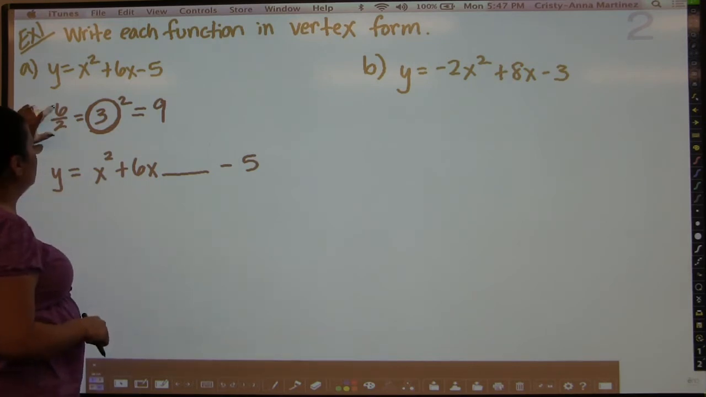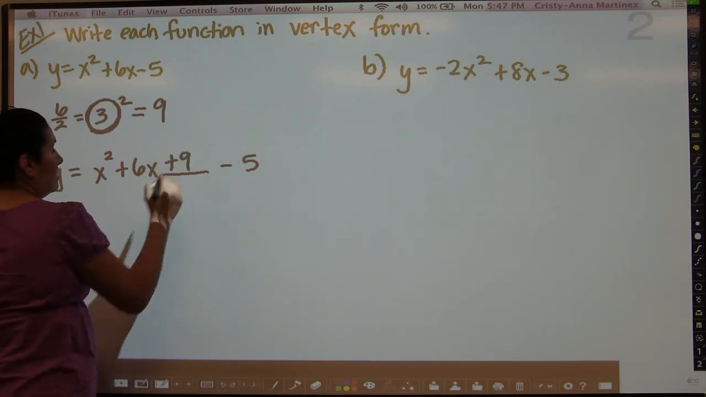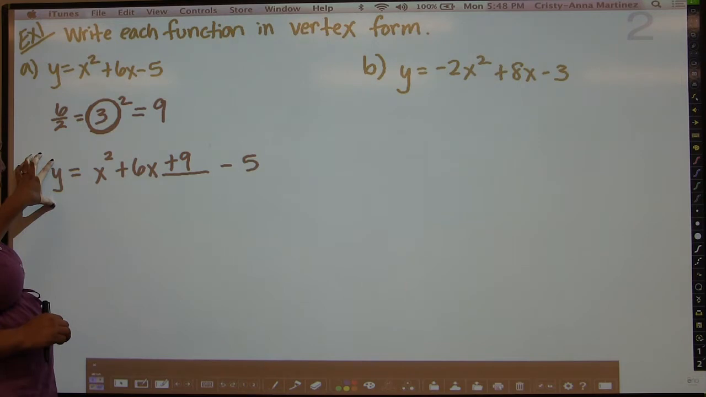The other part of this, dividing by 2, squaring, is the same as before, and we're going to add 9. Now in the past, we added 9 to both sides of the equation because we wanted to keep both sides balanced. But now I can't add anything over here because I can't add 9 and y together.